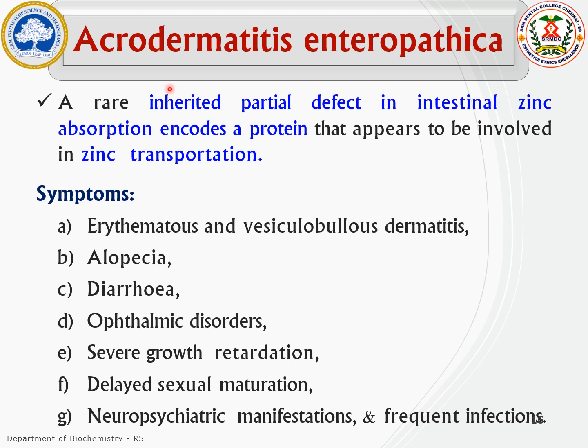This slide shows the inherited disorder of zinc, that is acrodermatitis enteropathica. In this defect, the gene encoding the intestinal zinc absorption protein is deficient. That leads to a deficit in zinc transportation. That leads to the development of symptoms such as erythematous vesiculobullous dermatitis, alopecia, diarrhea, ophthalmic disorders, severe growth retardation, delayed sexual maturation, neuropsychiatric manifestations and frequent infections.